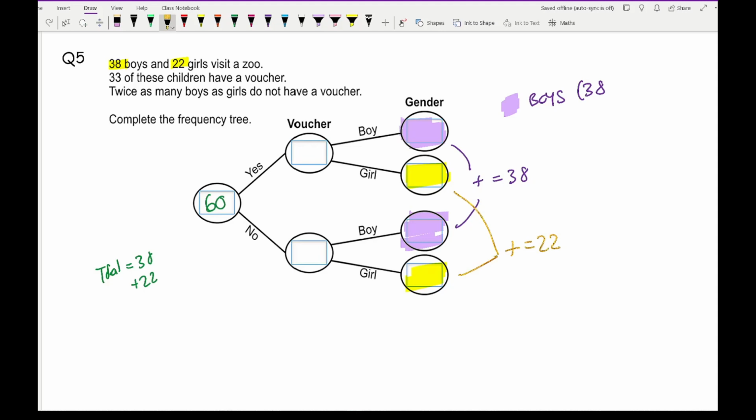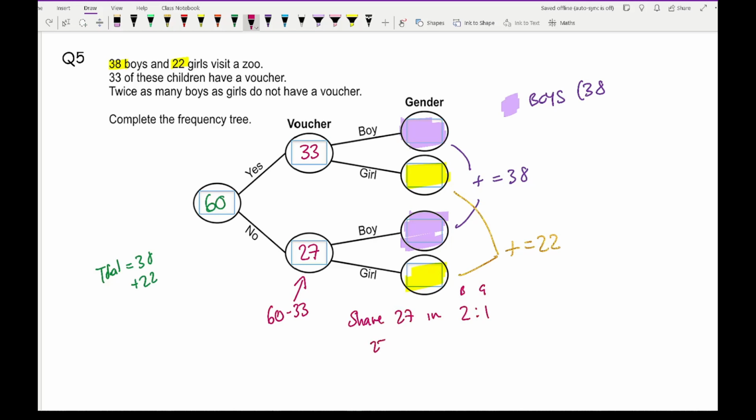Now the next thing it says is that twice as many boys as girls do not, and 33 of these have a voucher. So in terms of having a voucher, that's going to be 33. Then to work out this, I've just got to do 60 take away 33, which gives me an answer of 27. Now here it says that twice as many boys as girls do not have a voucher. So in terms of 27, I've got to share 27 in the ratio of 2 to 1, where 2 is the boys and the girls is the 1.